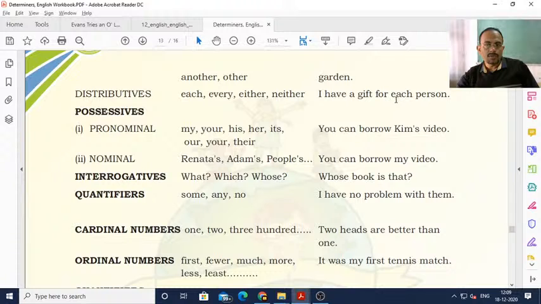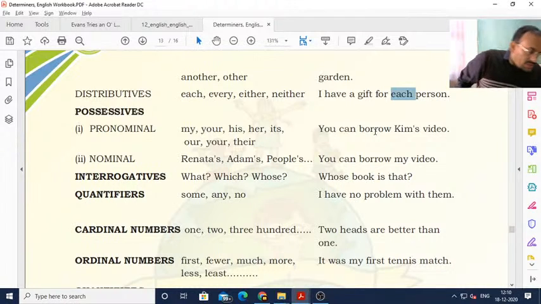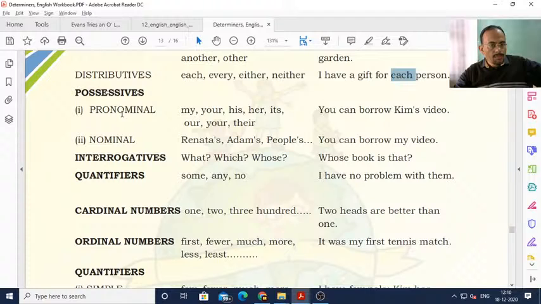I have a gift for each person. So distributive, each person. Each, every, either, neither are the examples of distributive determiners, or in short they are called distributives. Then possessives. There are two types of possessives: one is pronominal possessive, another is nominal possessive. Pronominal means the possessives which are formed from pronoun, and nominal means those determiners which are made from nouns, like Renata's, Adam's, people's.